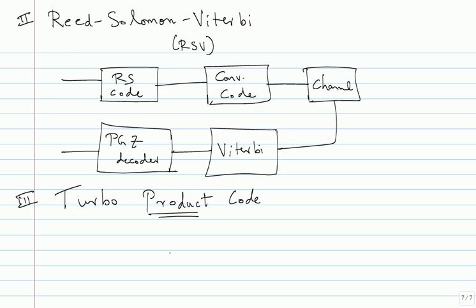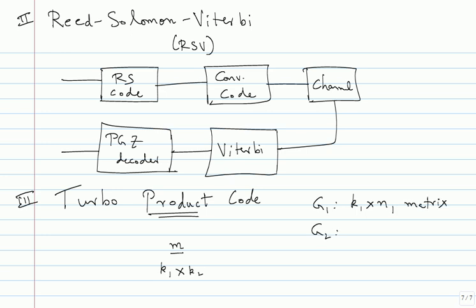Here what you do is you think of your message as a matrix instead of a vector. You take a K1 by K2 matrix, so your message length is K1 K2 bits. And then you have two generator matrices. G1 is a K1 by N1 generator matrix.